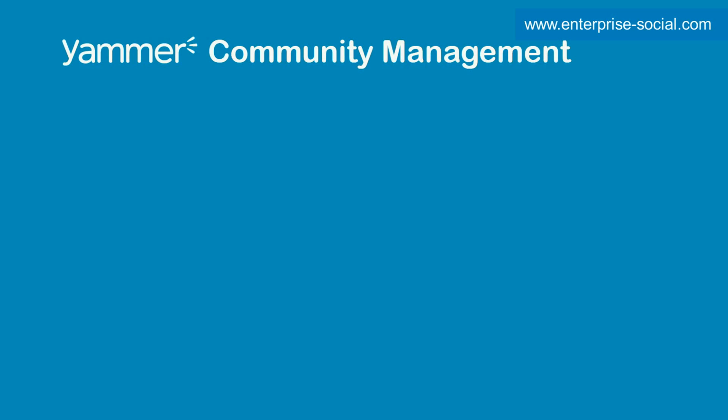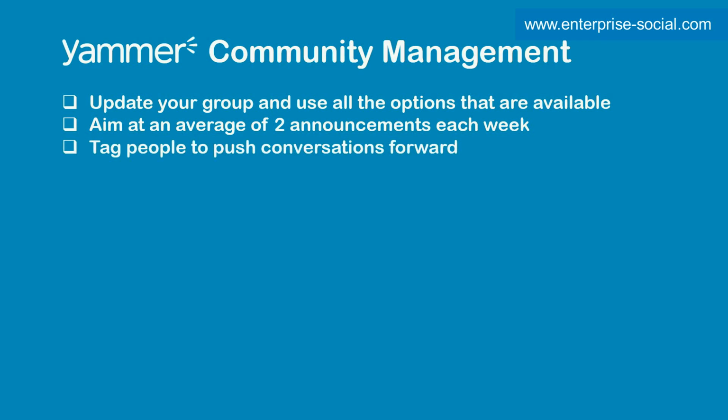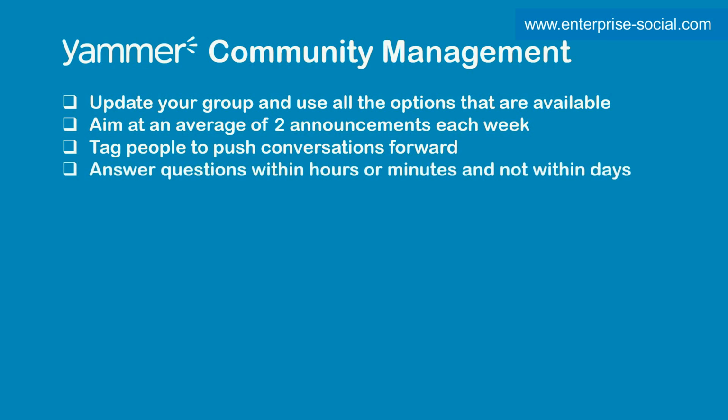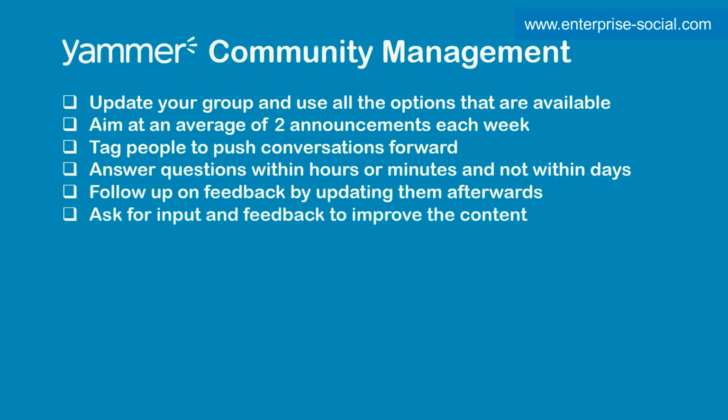To conclude this video, here are some tips for community management in Yammer. Update your group and use all the options that are available. Aim at an average of 2 announcements each week. Tag people to push conversations forward. Answer questions within hours or minutes and not within days. Follow up on feedback by updating them afterwards. Ask for input and feedback to improve the content.